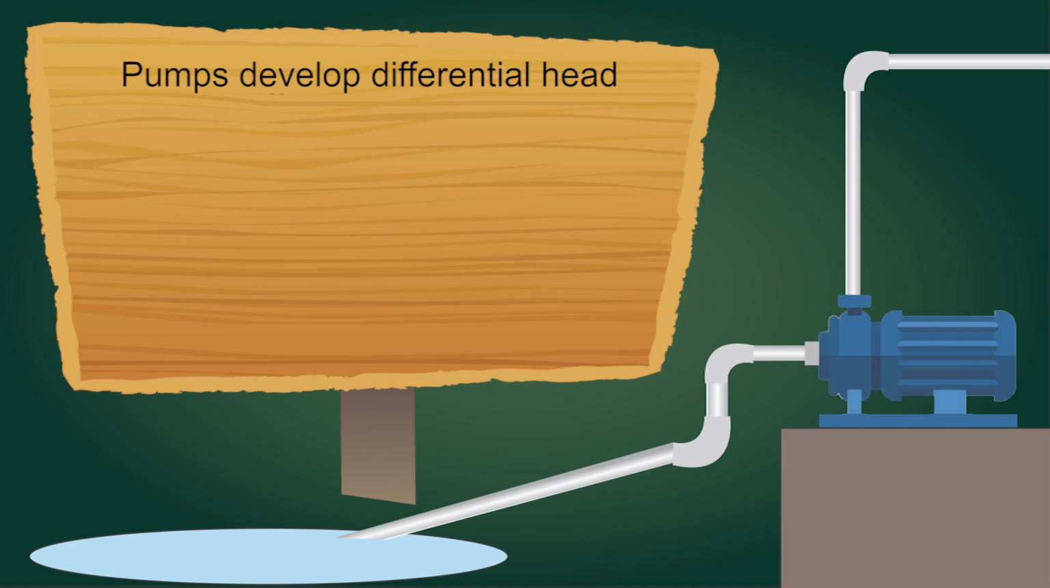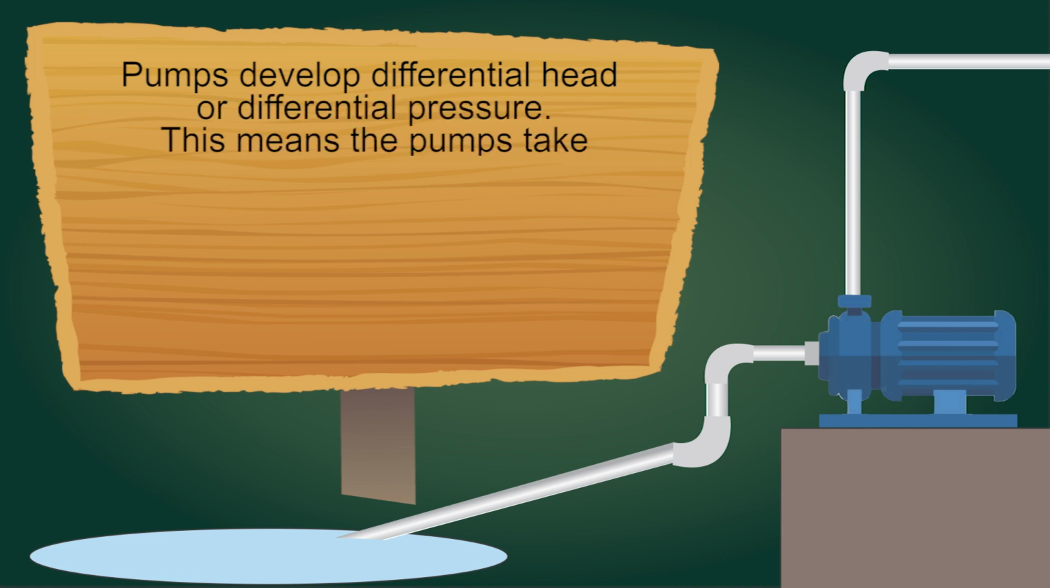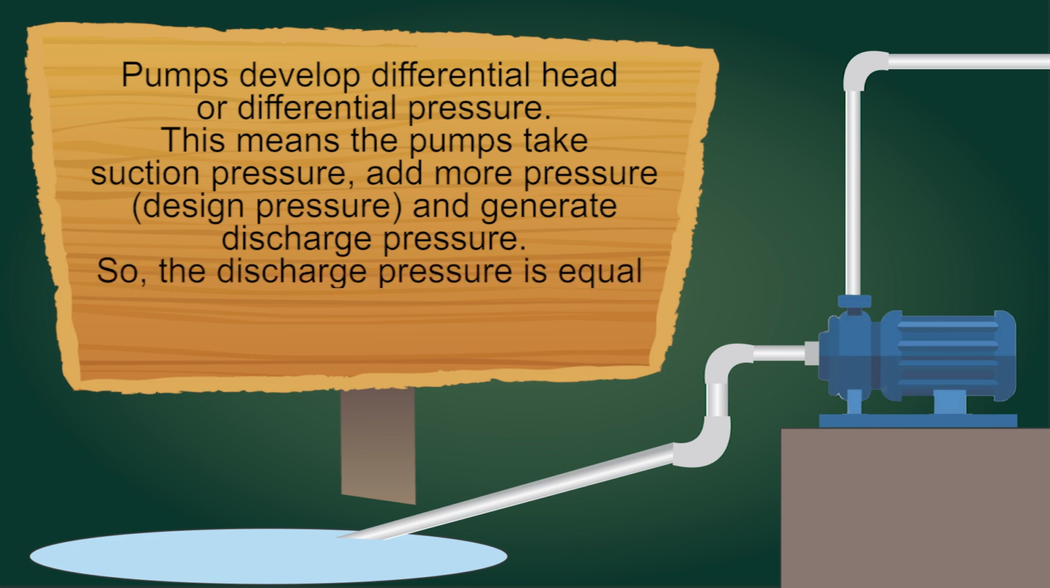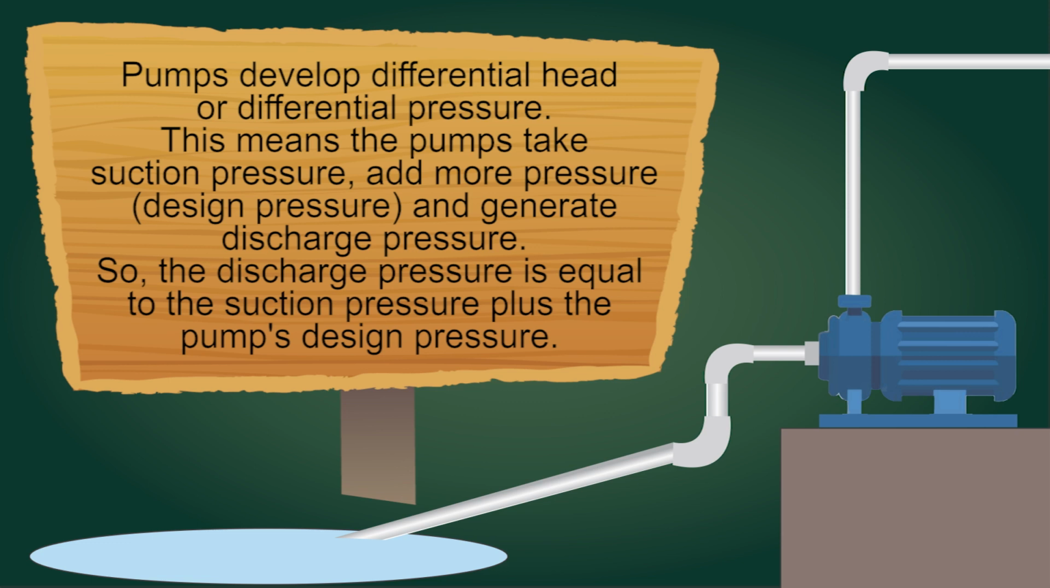Pumps develop differential head or differential pressure. This means the pumps take suction pressure, add more pressure and generate discharge pressure. So the discharge pressure is equal to the suction pressure plus the pump's design pressure. Discharge pressure is determined on the basis of the desired operating pressure, loss of pressure due to friction and change in elevation within the field.